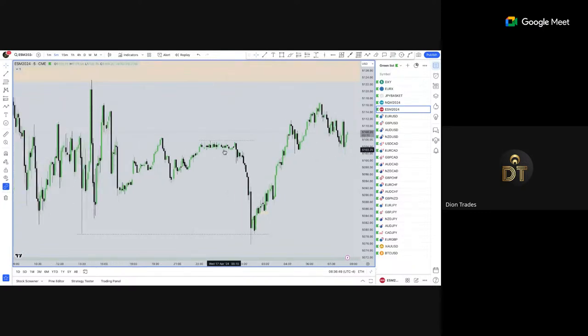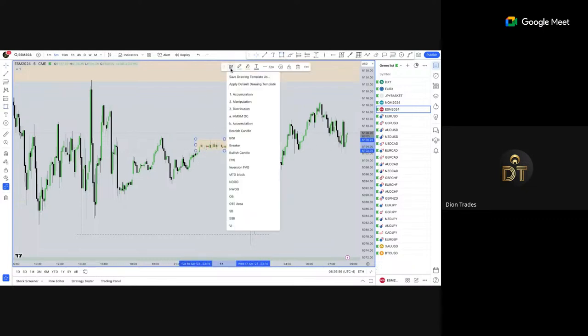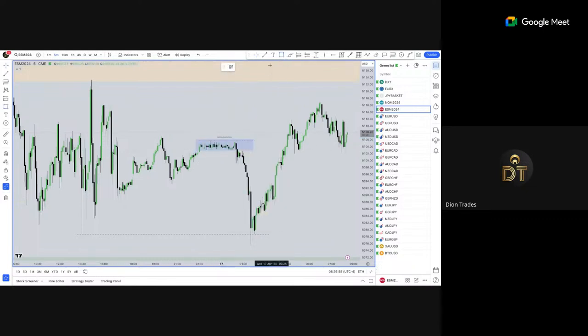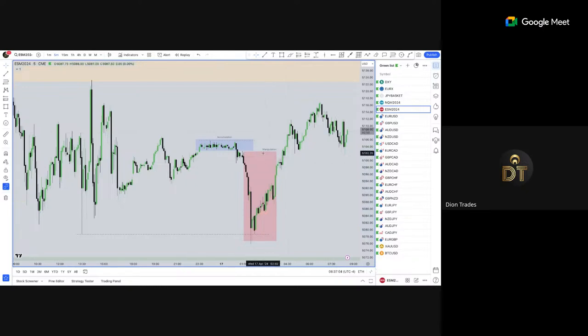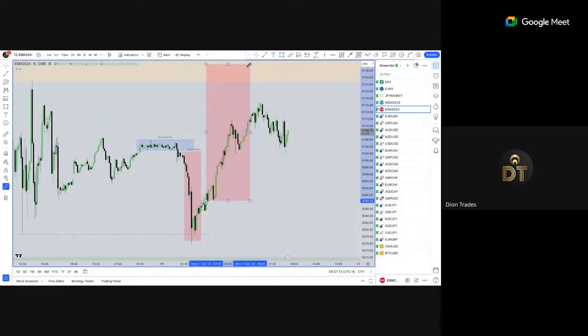Let me copy paste this. That's not very nice, but we accumulate in Asia. Then we manipulate in London, taking out yesterday's low. It's a manipulation leg. And then we distribute, probably today, towards the daily FVG. And then you have your AMD. AMD is nice when you have a higher time frame narrative to trade from.